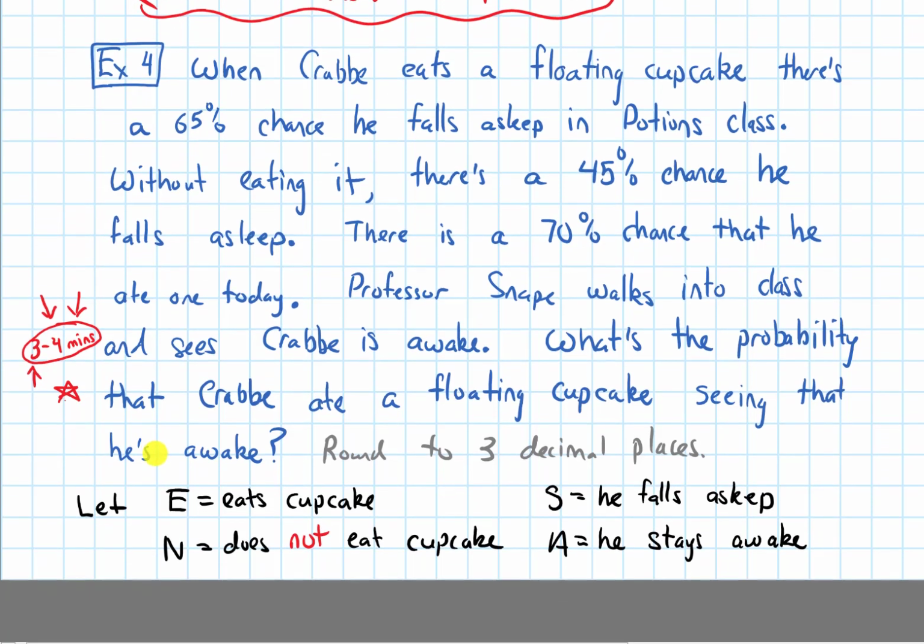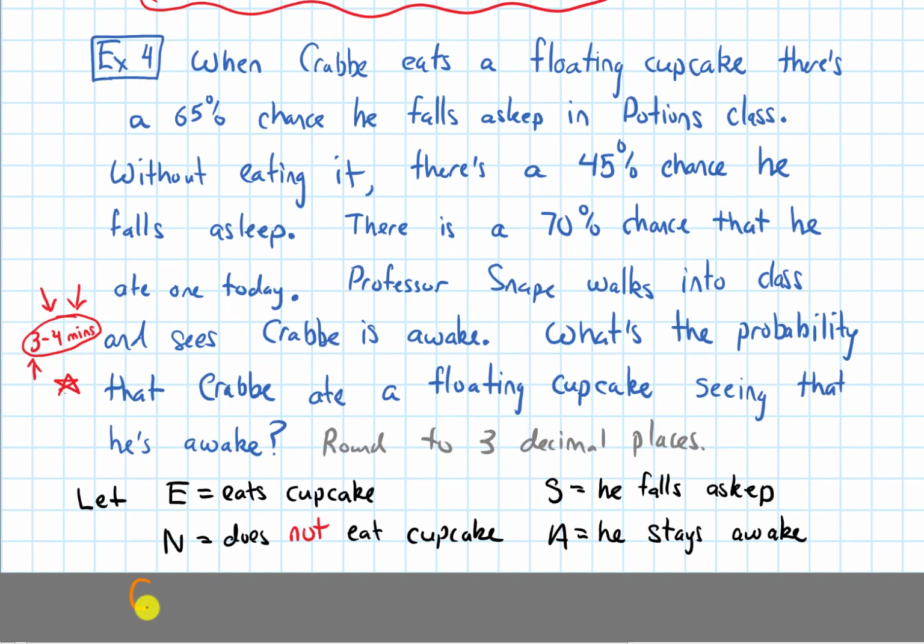So what is this question asking us to find? I am going to write it here, and then I'm going to move it to the top of the page. I am after a probability, and there's 2 things that indicate to me that it's going to be a conditional probability. One is the previous sentence says that Professor Snape walks into the class and sees Crab is awake. So we are given that Crab is awake already.